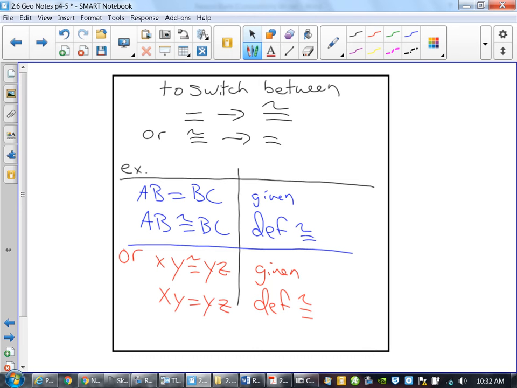Sometimes given statements will say XY is congruent to YZ, but then they're going to want you to do segment addition later on. Then in order to do segment addition, you have to have it in equals. That's all. Segment additions and angle additions are all within equal. So you might have to make this switch. Okay? Does that make sense? Now, the technical term is, if you're dealing with segments, definition of congruency of segments. If it's angles, it says definition of congruency of angles. For me, I don't care. Definition of congruency, I'm happy. I'm making it easier on you.